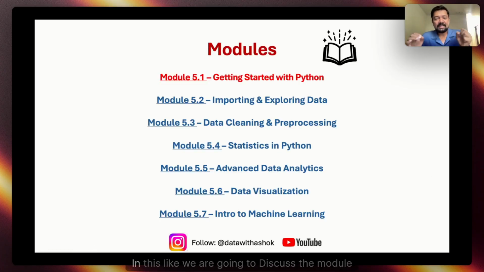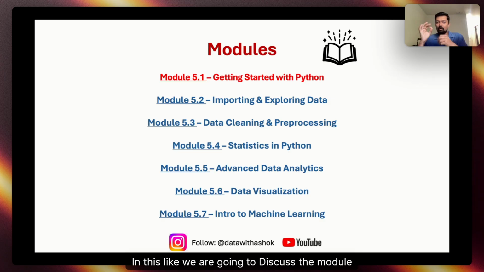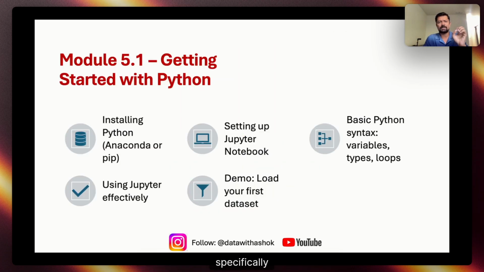Hello and welcome everyone. In this video we are going to discuss module 5.1 of Python, in which getting started with Python is the main objective: to set up your environment, whether you will use the Jupyter notebook or Google Colab. Specifically, we are going to cover the installation of Python, either using Anaconda or Miniconda or using pip, and setting up your Jupyter notebook.